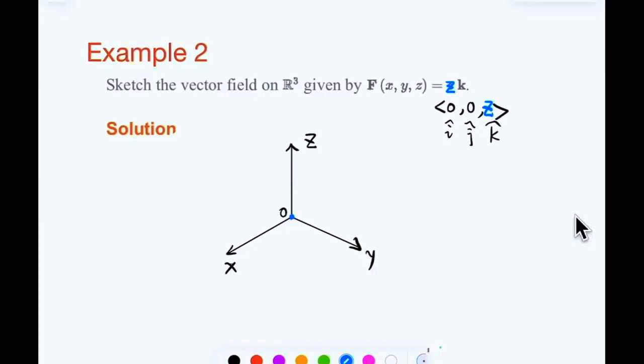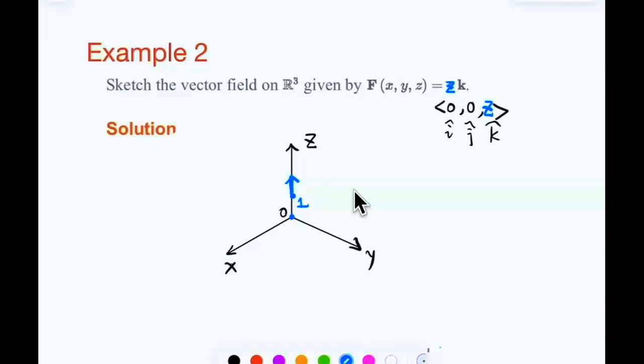The zero vector. You see this vector actually just depends on z. The x and y are not going to affect the vector. So if z over here is 1, how does the vector look? At this point, it's going to point upward 1 unit, right? 1 unit over here.